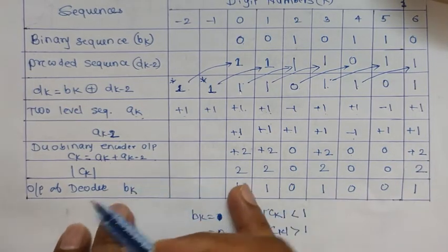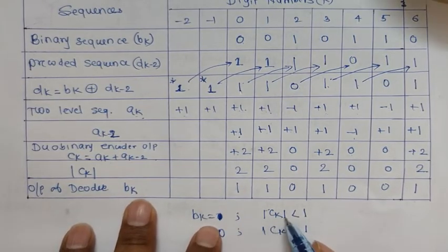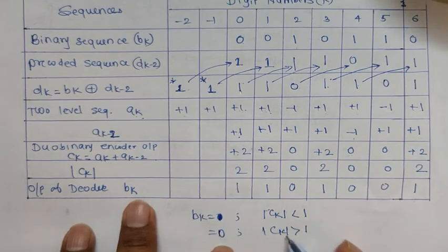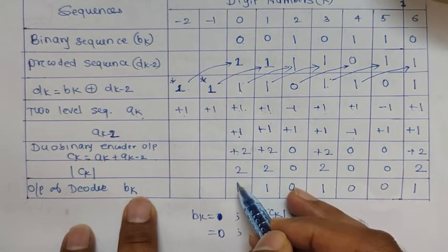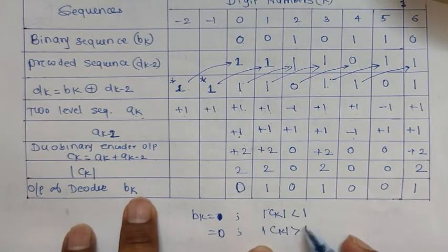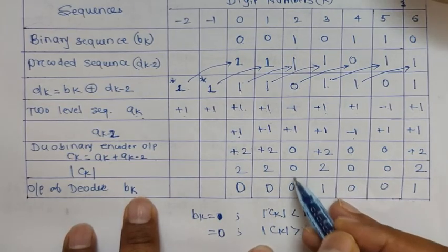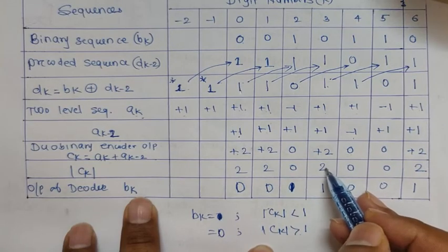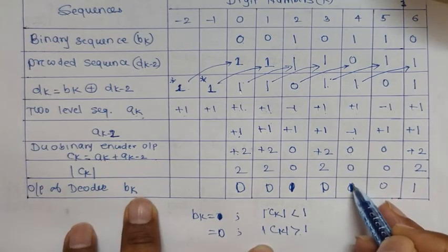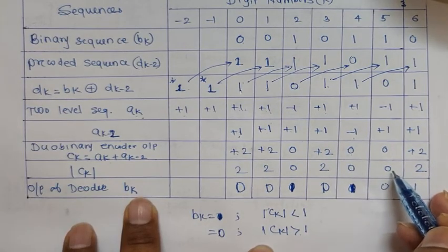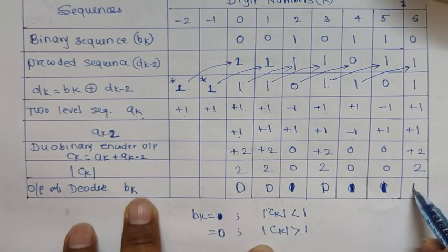Now the final output of the decoder, bk. What is the decision? bk is equal to 1 if mod of ck is less than 1, and bk is equal to 0 if mod of ck is greater than 1. Since mod of ck here is 2, greater than 1, it is 0. Here it is also 0. Here it is less than 1, so this will be 1. Greater than 1, so this will be 0. This 0 value is less than 1, so it is 1, and this value is greater than 1, so it will be 0.